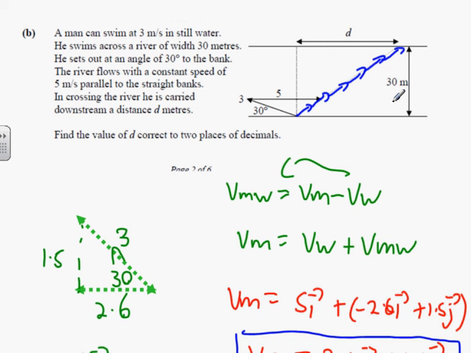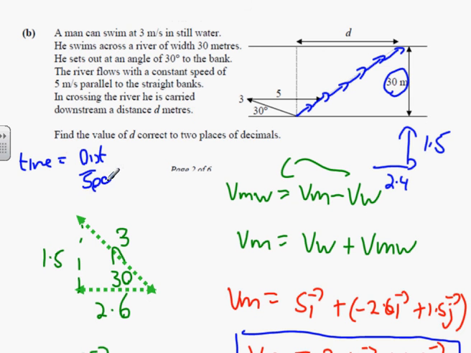Does that make sense? So remember what I said? It says 2.4 across and 1.5 up. You're covering 1.5 up every second. You have 30 meters to cover in the upwards direction. So just time equals distance over speed. So distance over speed, which is going to be what, guys? Your 30 meters divided by 1.5, which is going to get us 20 seconds.